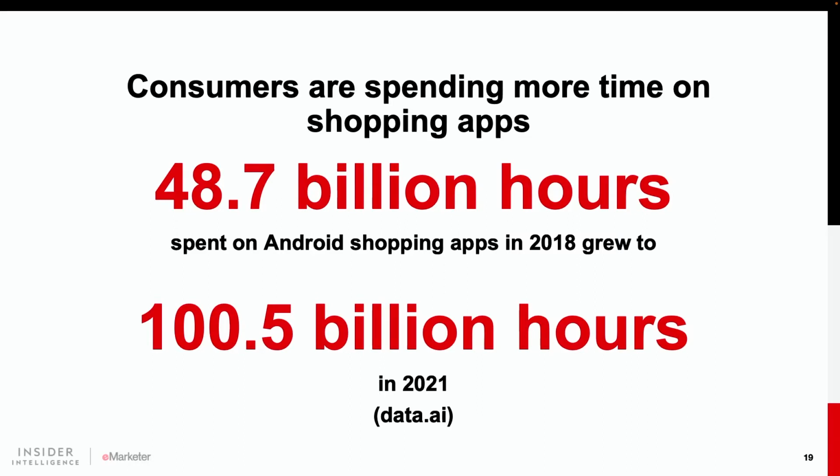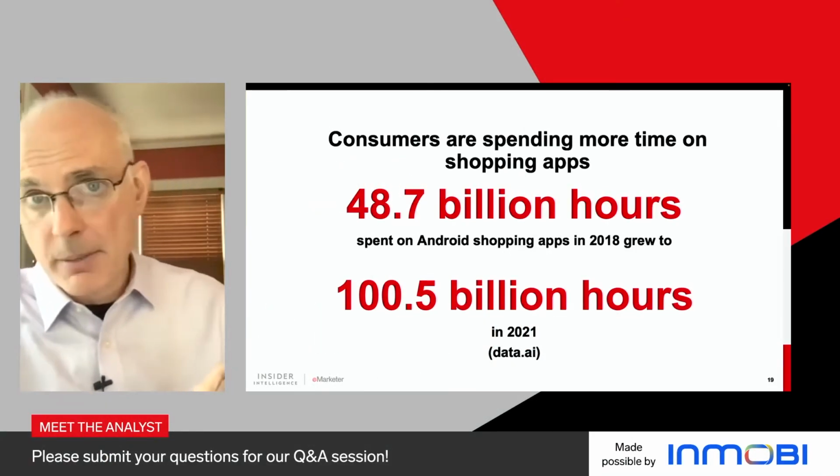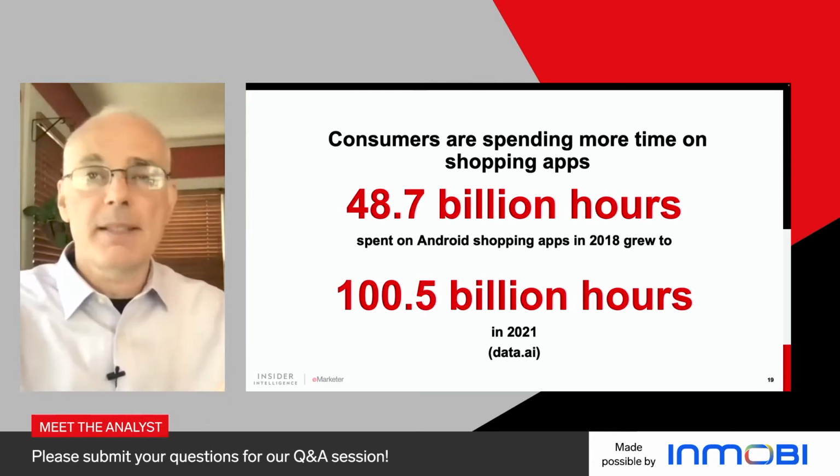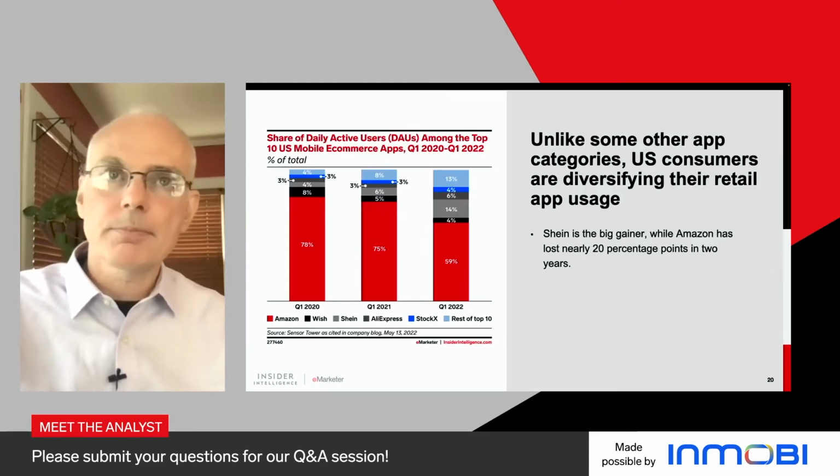A prime example is the rise of shopping apps. We've already looked at some of the other numbers that have shown a big jump in time spent in advertising and the number of users in shopping apps. When you look at the amount of time spent in shopping apps, it doubled between 2018 and 2021. These are global figures by data.ai. And they're also only for Android. So if you add in the iOS numbers as well, we're talking tens of billions of hours more than this. So just a huge amount of time in shopping apps.